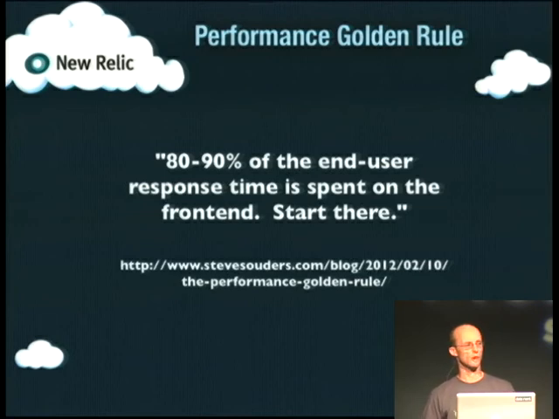Steve Souders summarizes this disparity between front-end time and web application time in what he calls the performance golden rule. This is that 80 to 90% of the end-user response time is spent on the front end. So if you're after an easy win for improving end-user satisfaction with your website, the front end is where you should start.